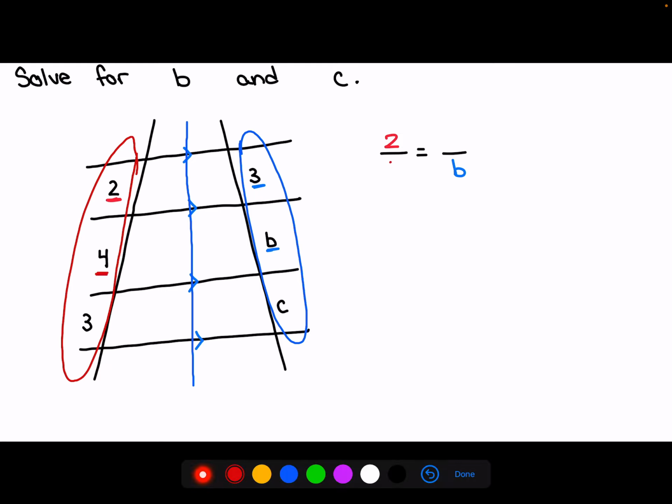So we'd have 2 over 4 equals 3 over b. So again, I'm just staying on the same side when I'm creating these ratios. Obviously, I don't want to have b and c in the same proportion because then I can't solve for it. But looking at this, we should be good to go in solving. So from here, we can cross multiply, giving us 2b equals 12.